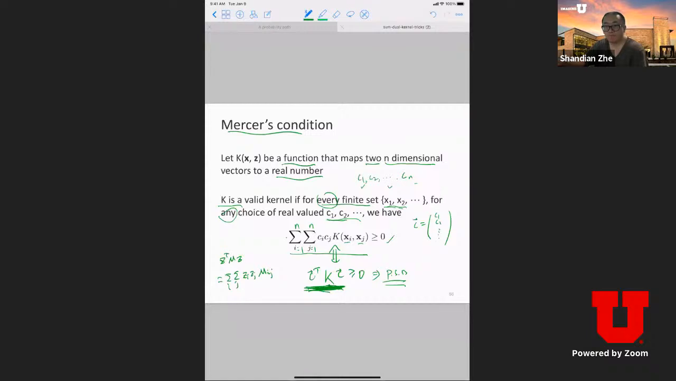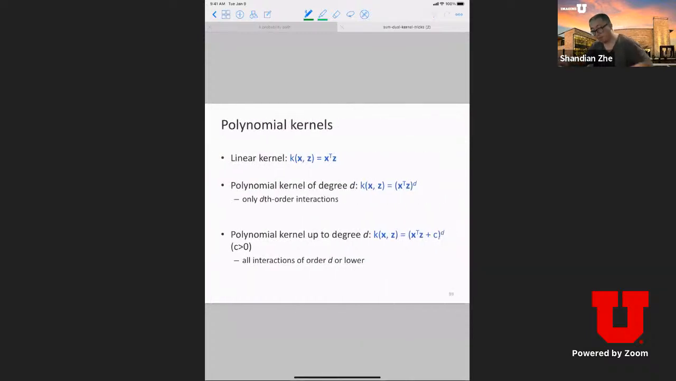Any other question? Okay, so now let us look at some commonly used examples of kernels. The first one is called the linear kernel. The definition of the linear kernel is just the inner product between x and z. So actually there's no feature mapping, or your feature mapping is just yourself. It's the simplest kernel, right?